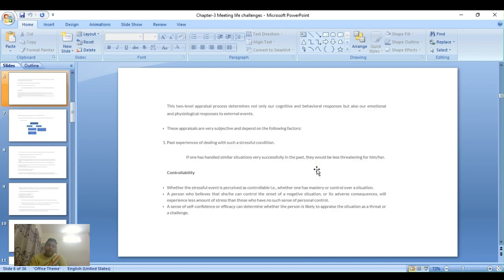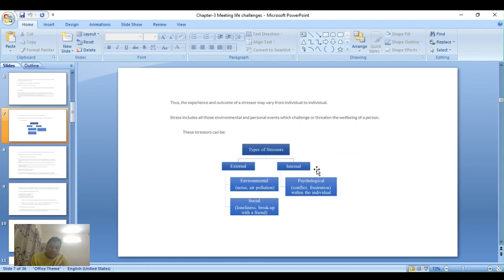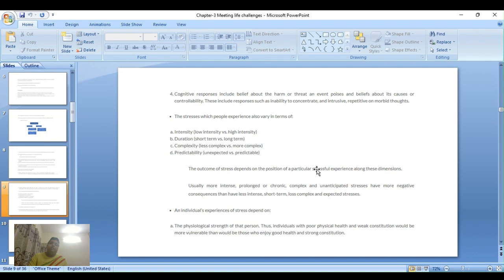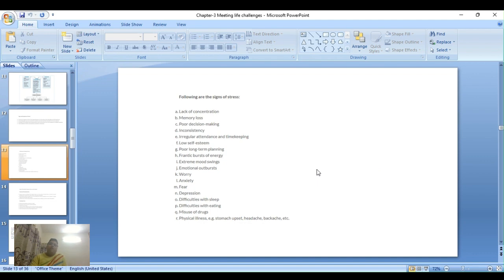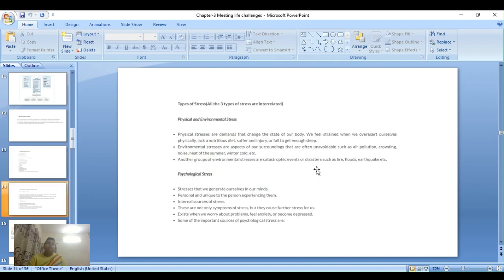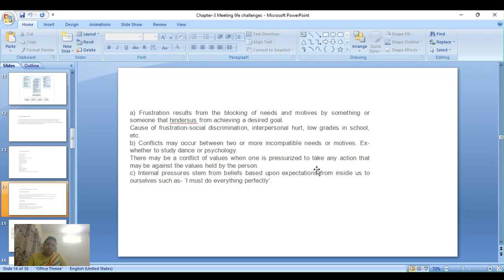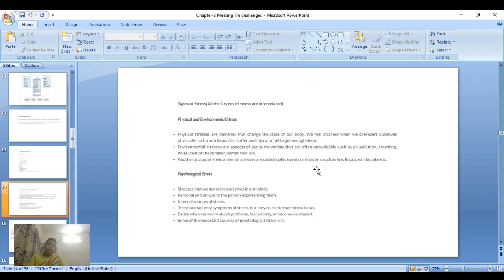We've studied secondary appraisal also, and controllability, and the types of stressors, external and internal. External like noise, environmental pollution, air, and social, like social groups. Internally, we have seen the psychological, that is conflict and frustration. We've studied the signs and symptoms of stress, like lack of concentration, memory loss, poor decision making. And we studied the types of stress, but these are interrelated: physical, environmental, psychological, and physiological.